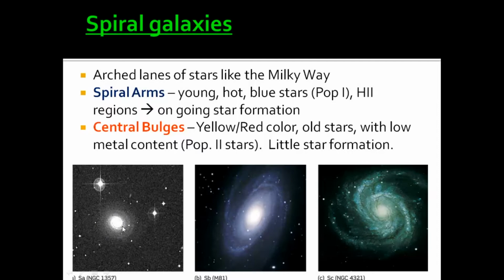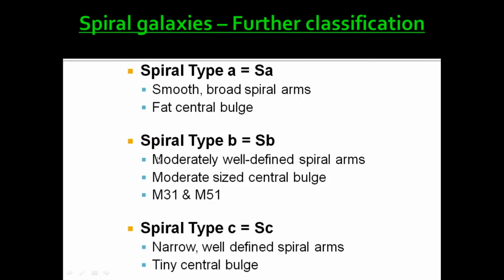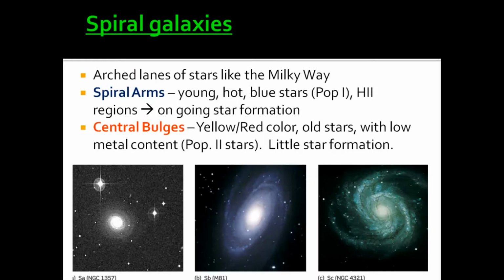So when you're working on the lab, you're going to be identifying galaxies. This is how you want to start thinking about how to identify different types of galaxies. Alright, let's look at the SB galaxy here in the center. Spiral type B galaxies have moderately well-defined spiral arms and a moderately sized central bulge. So M31, the Andromeda Galaxy, and M51, the spiral galaxy near the Big Dipper, are essentially spiral type B galaxies. They're kind of like the middle spiral galaxies. You can start to see more distinct spiral arms and a moderately sized central bulge.